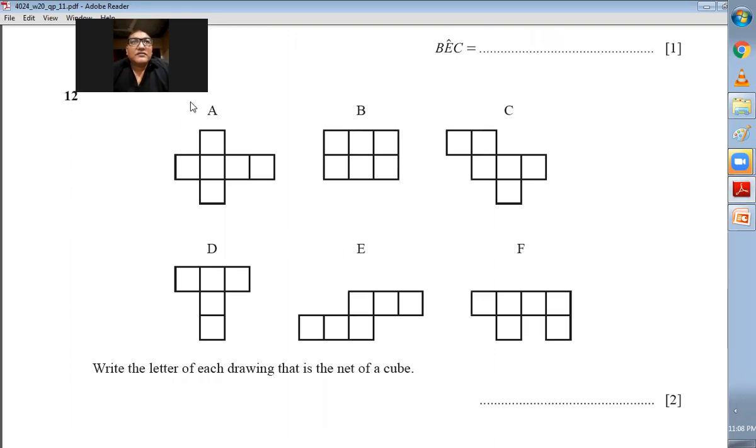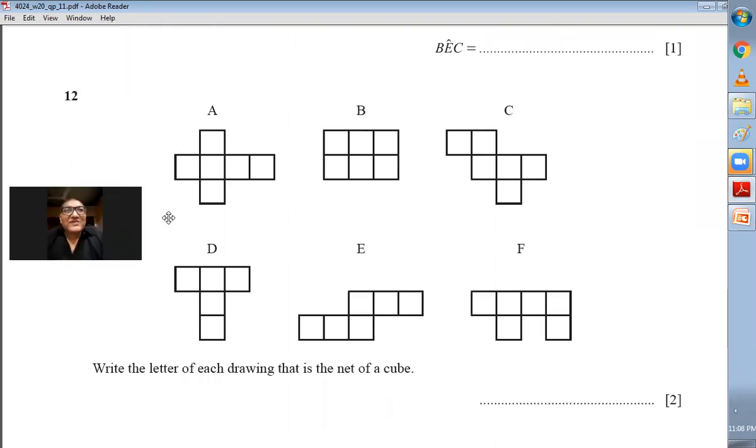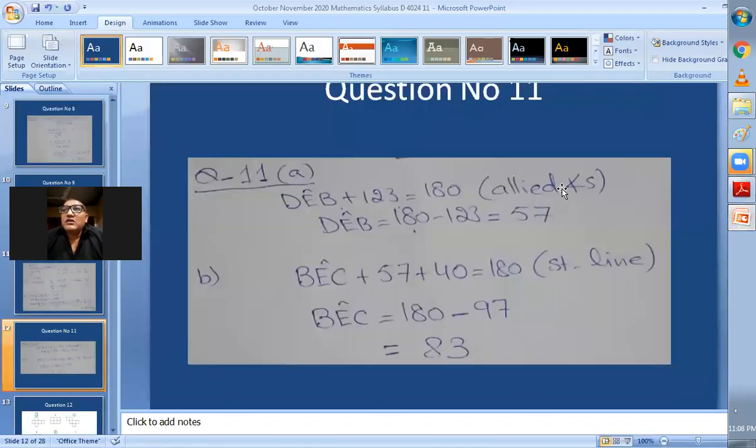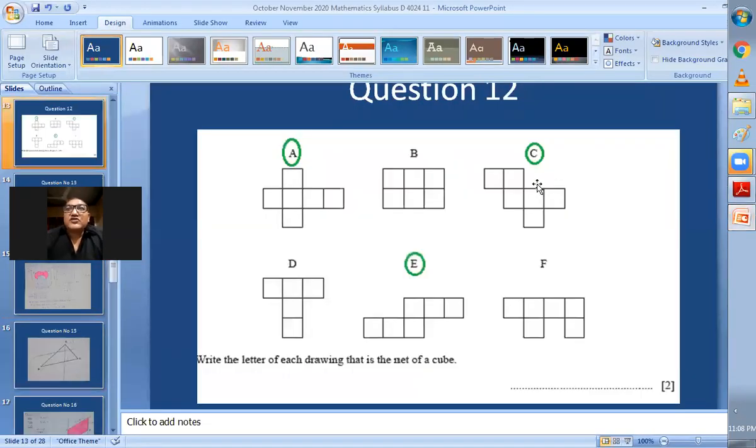Okay. This one is a tricky question. Write the letter of each drawing that is a net of a cube. Okay, so let me show you.